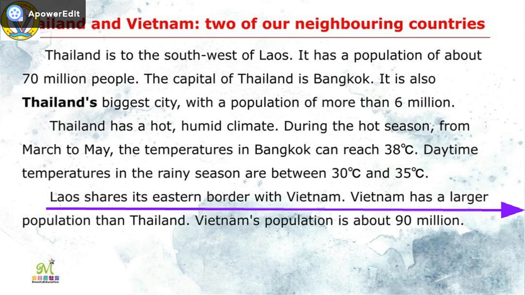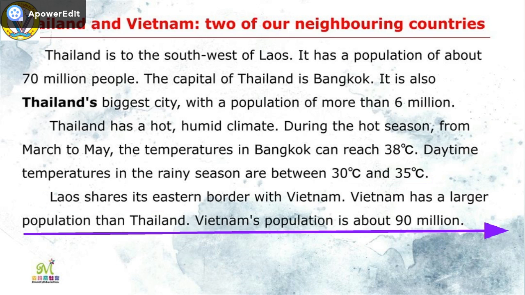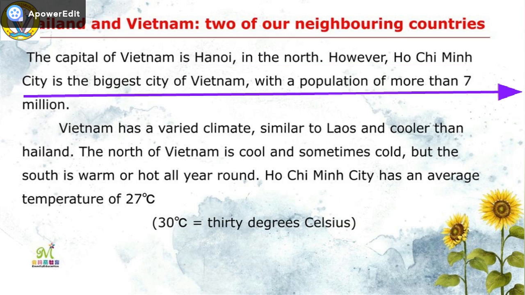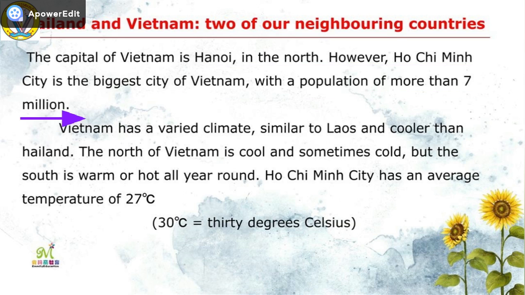Vietnam has a larger population than Thailand. Vietnam's population is about 90 million. The capital of Vietnam is Hanoi in the north. However, Ho Chi Minh City is the biggest city of Vietnam with a population of more than 7 million.